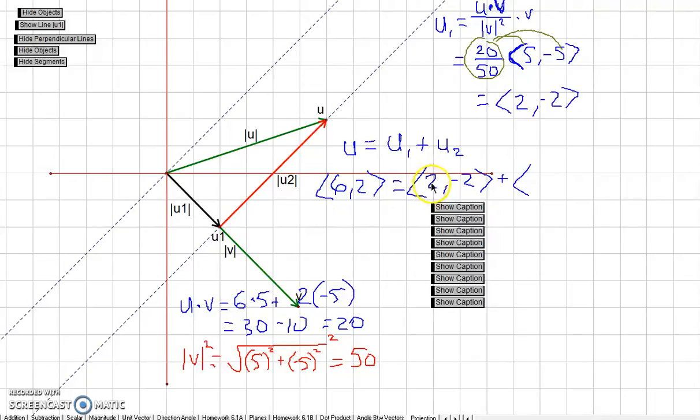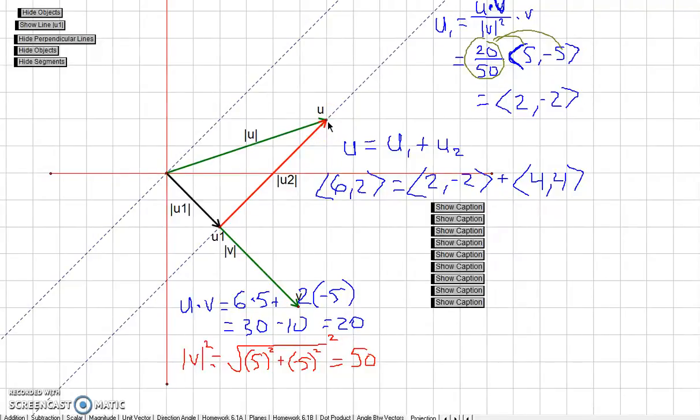So what do I have to add to a 2 to get 6? That's 4. And what do I have to add to a negative 2 to get positive 2? That would also be 4. If you put that all together, it does look like starting at where this red arrow begins, I have to go 1, 2, 3, 4 over, and 1, 2, 3, 4 up to get me where the original vector u ends.